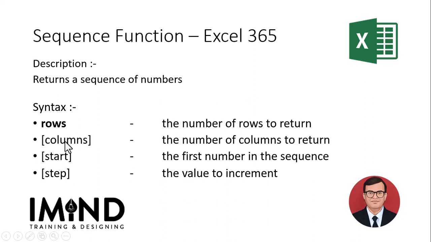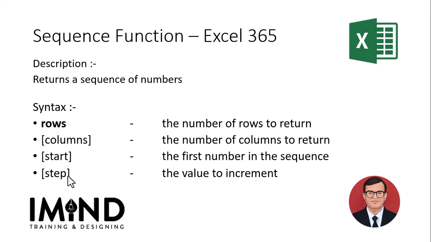Now the second parameter is an optional parameter. Here you can specify the number of columns you want to return. We'll see that in a short while. Then the third parameter is start. It specifies the first number you want to start in the sequence. And the step value specifies the value to increment. So let me show you the sequence function utilizing all these 4 parameters.